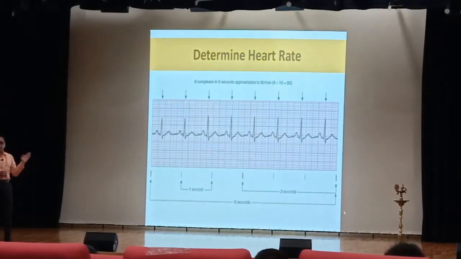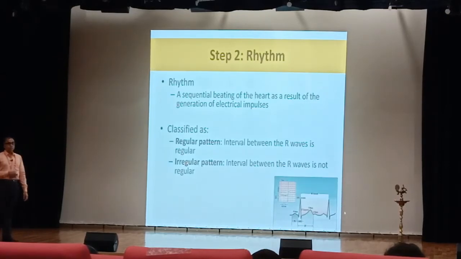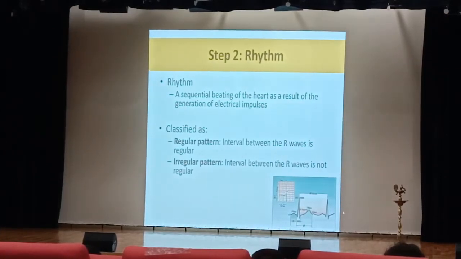So any method you apply, you will get an idea about the heart rate, what is the range of the heart rate. And this is the intent of making you understand that the heart rate calculation will tell you if it's a bradycardia, normal heart rate, or a tachycardia. The next step we look at is the rhythm.